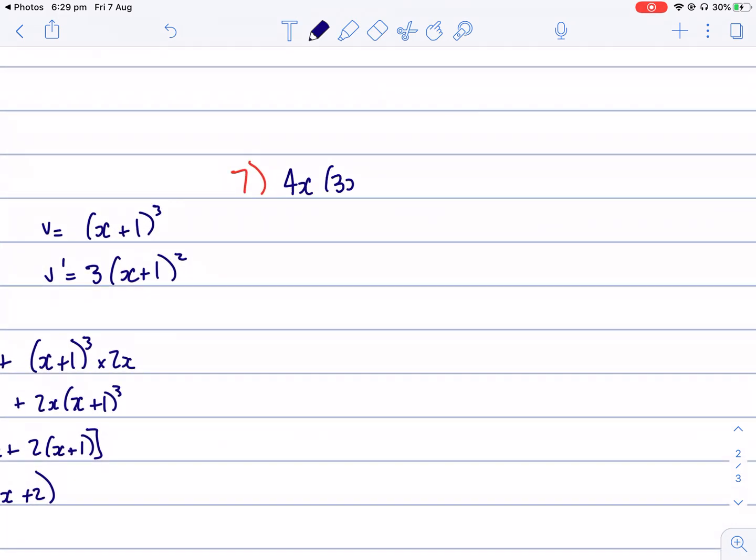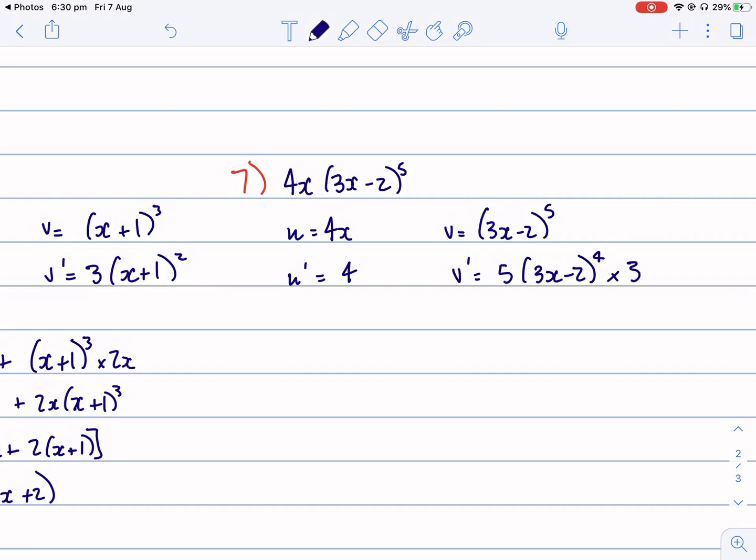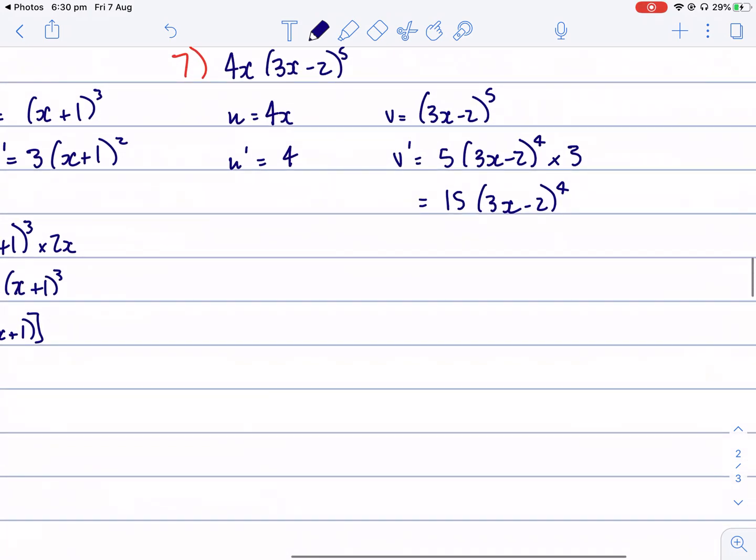4x times (3x take 2) to the 5. U dash, v dash: 4, (3x take 2) to the 5 gives me 5 lots of (3x take 2) to the 4 times the derivative of the inside, which is 3, which is 15. So when I then use the product rule, I've got 4x times 15 (3x take 2) to the 4 plus (3x take 2) to the 5 times 4.